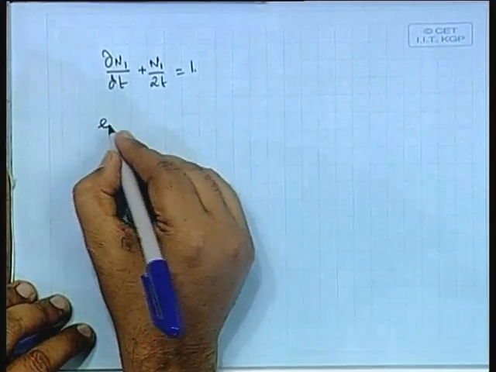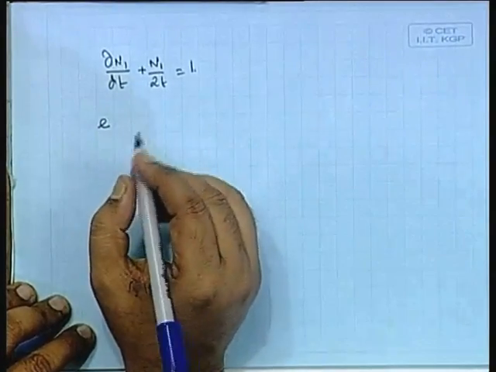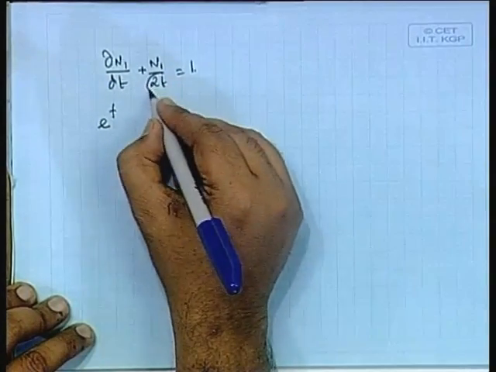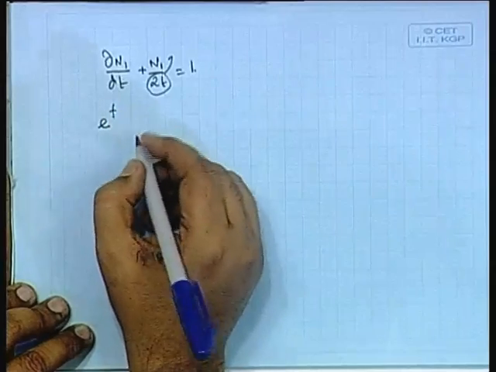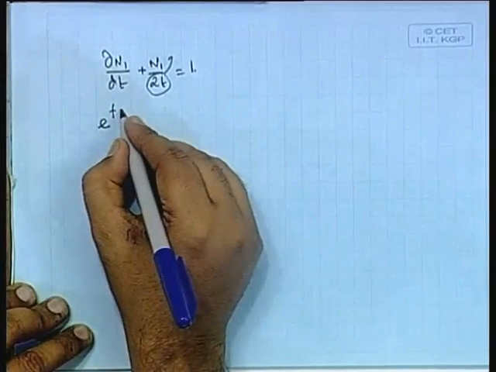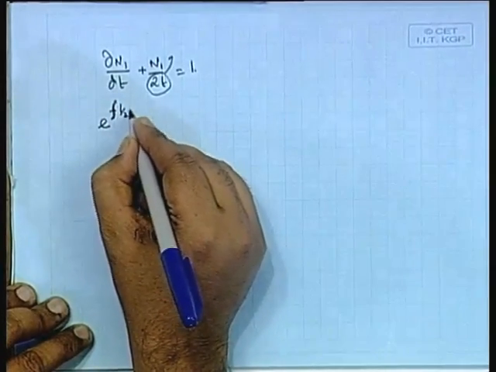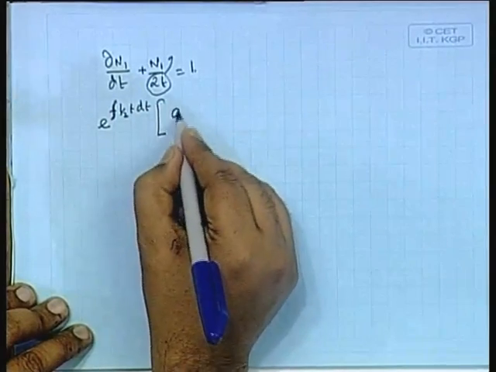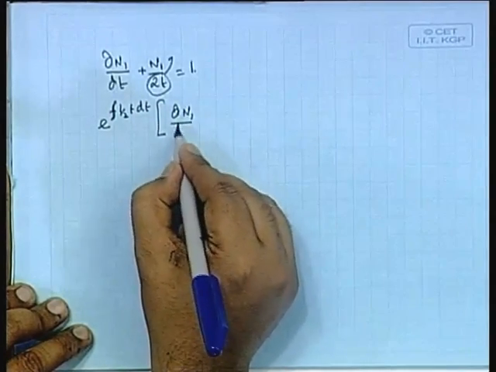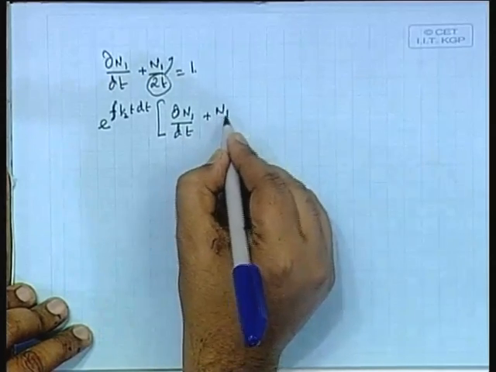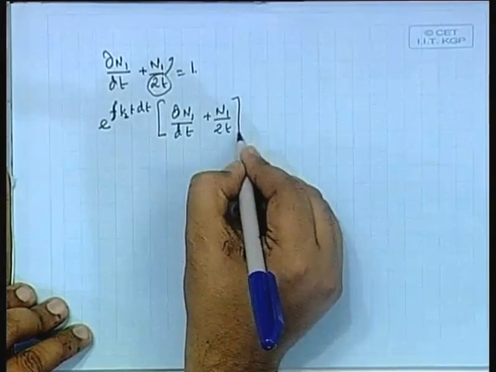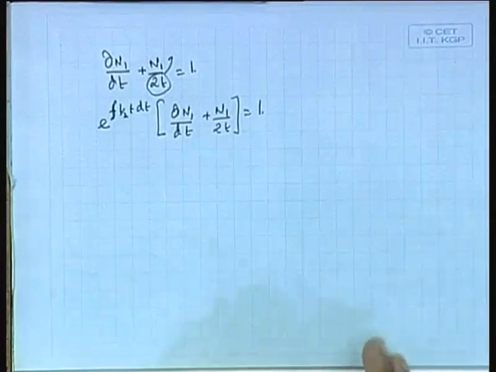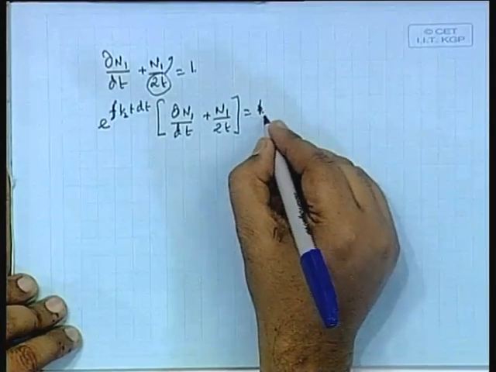Multiply by e to the power of this one, e to the power half t dt. Sorry, this way also it will come.